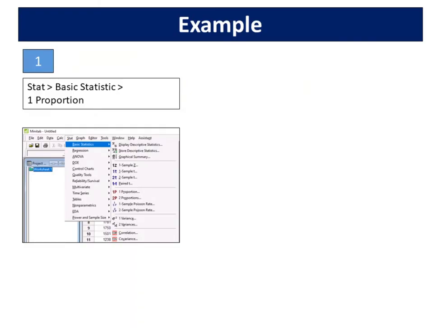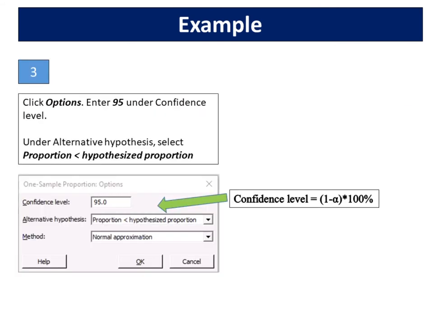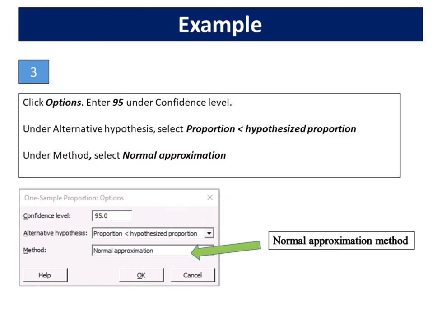Choose Stat, Basic Statistics, One Proportion. From the drop-down list, select Summarized Data. In the number of events, enter 7. In number of trials, enter 400. Select Perform Hypothesis Test. In hypothesized proportion, enter 0.15. Click Options. Enter 95 under confidence level. Under alternative hypothesis, select proportion less than hypothesized proportion. Under method, select normal approximation.